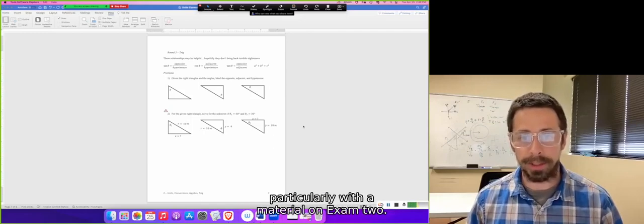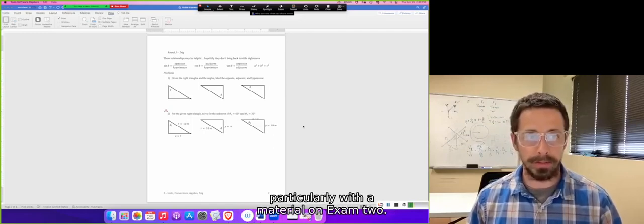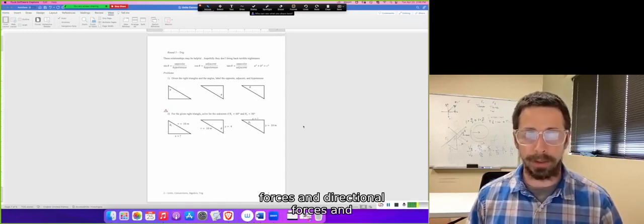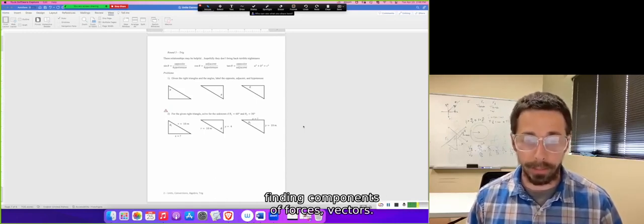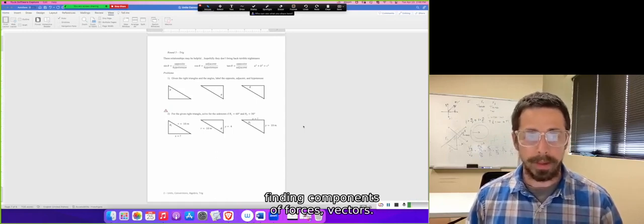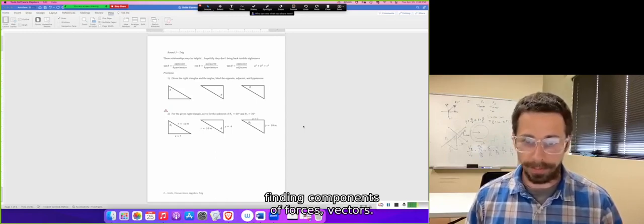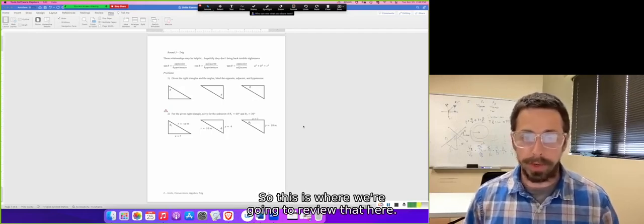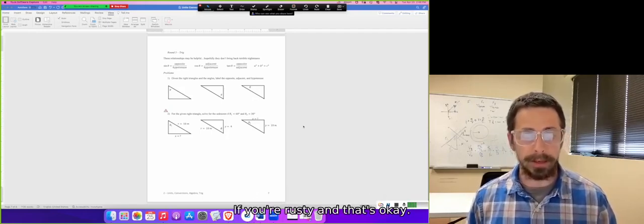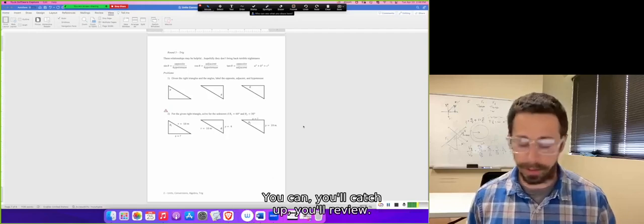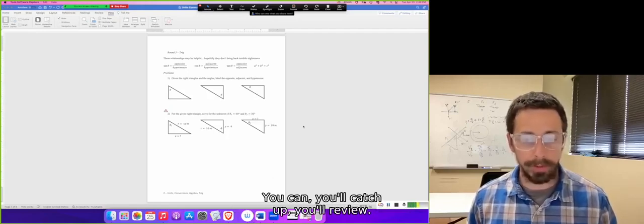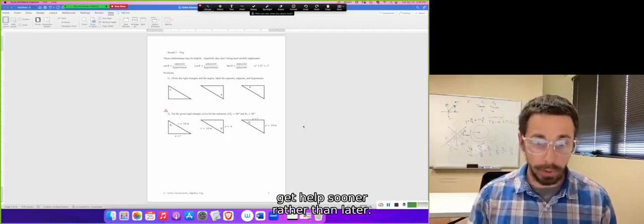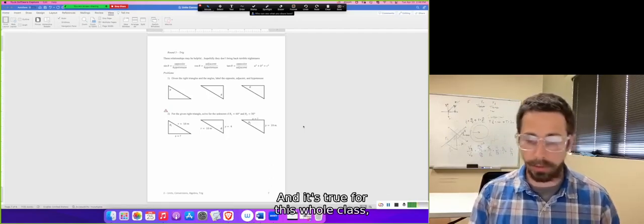I mean, not as important as like life things, but this is going to be pretty critical to succeeding in the class, particularly with the material on exam 2, where we start talking about forces and direction of forces and finding components of forces. Vectors. All right, we're going to be doing lots and lots of vectors. So this is where we're going to review that here. And if you're rusty, that's okay. You'll catch up, you'll review. Otherwise, you're going to really need to get help sooner rather than later. And it's true for this whole class.